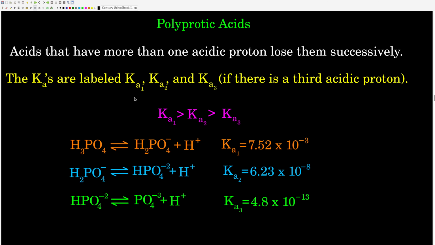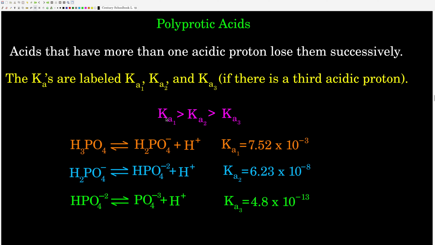All right, now, polyprotic acids. Polyprotic acids are acids that have more than one acidic proton. And when you have a polyprotic acid and put that acid in solution, it loses its acidic protons successively, one after the other. In other words, the first acidic proton is lost entirely, as much as it will be anyway, and then the next one, and then the next one, and so on.